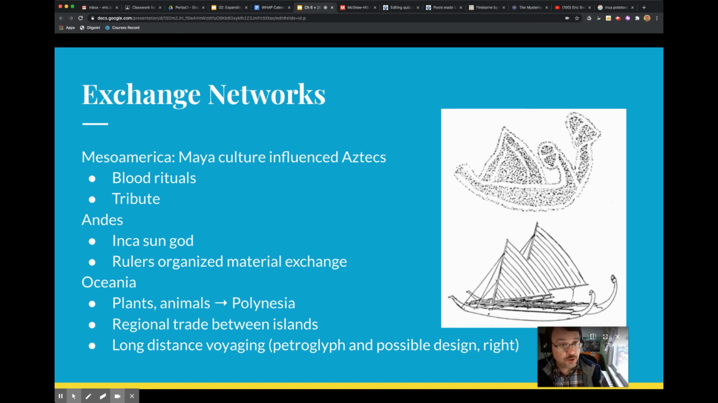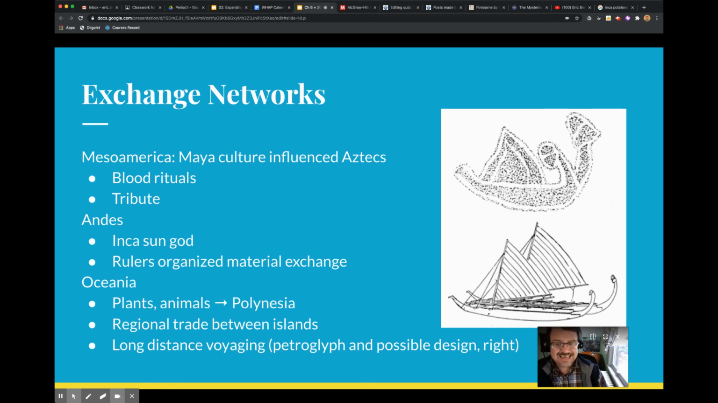So that tribute system is going to lead to the movement of goods. Also, cotton cloth. One of the species of cotton is indigenous to the Americas, and so there was cotton cloth that was one of the goods that tributary peoples supplied to the Aztec Empire and emperors.